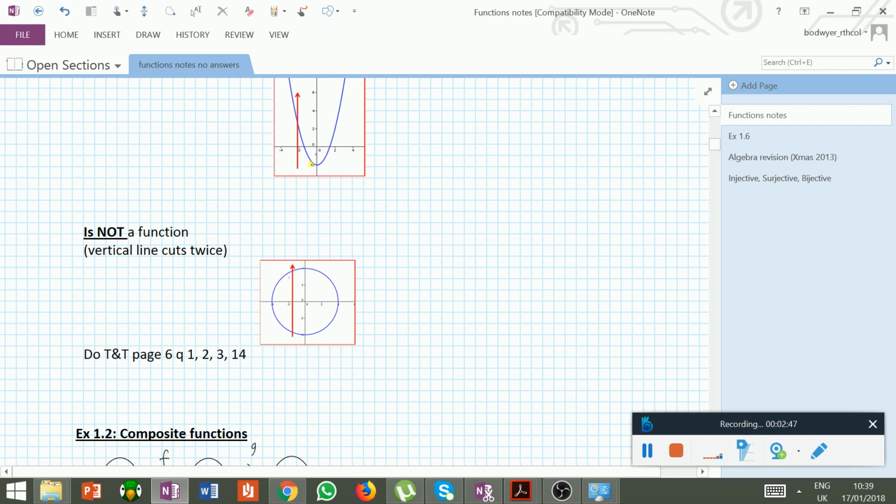And to get a bit of practice at this, you should now do Test and Text, book 7, page 6. If you do questions 1, 2, 3, and 14, and I'll include solutions on Schoology.